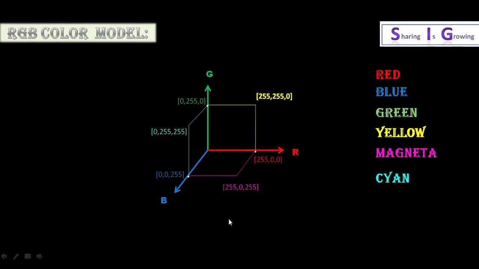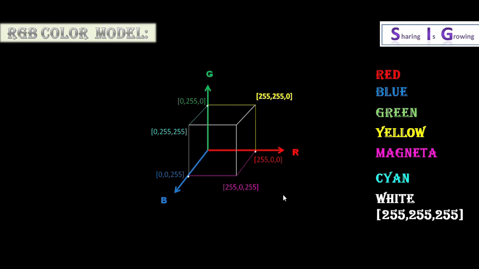Okay, if I join all these intensity points, like everything will be at the highest values, that means we make this point white. If we consider all the parameters at their highest, taking the red intensity as 255, green intensity as 255, and blue intensity as 255, we originate a new color, nothing but white.